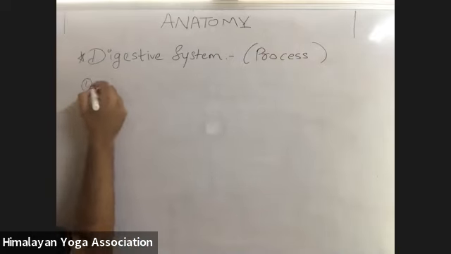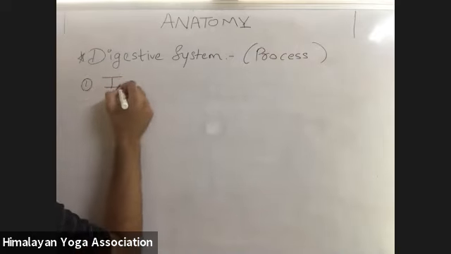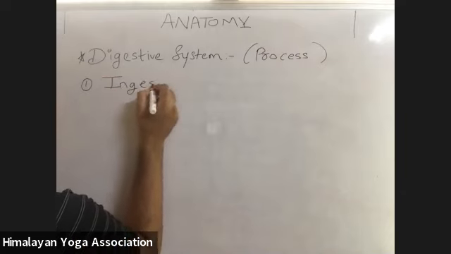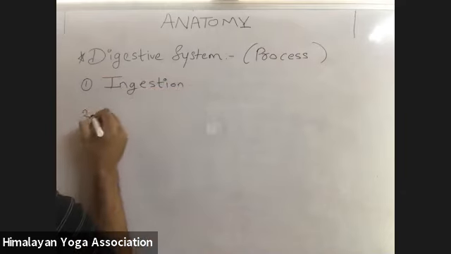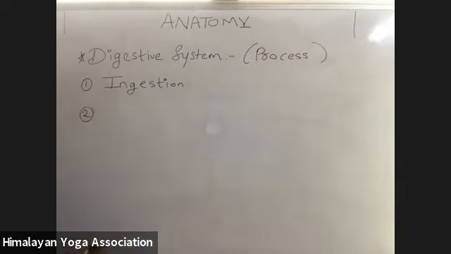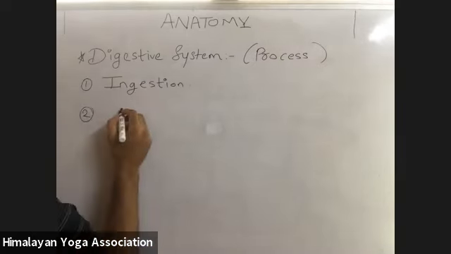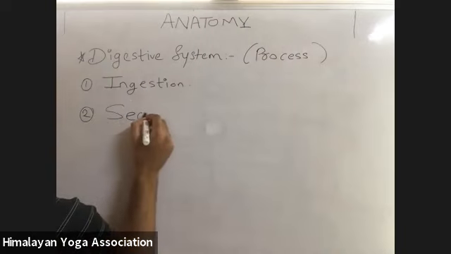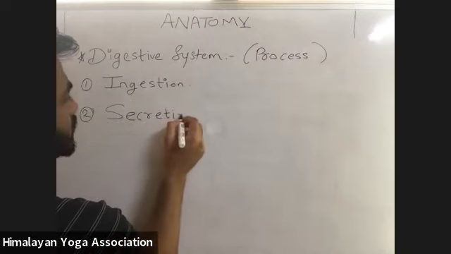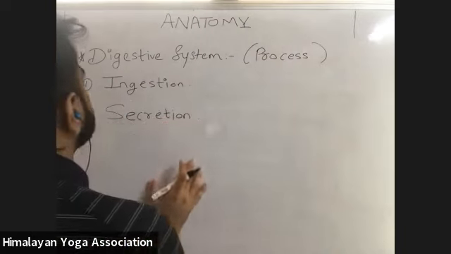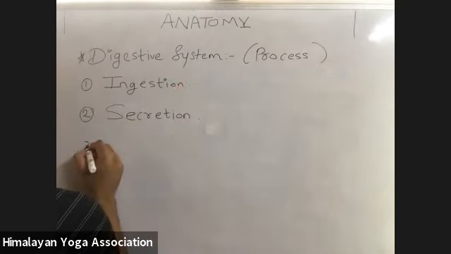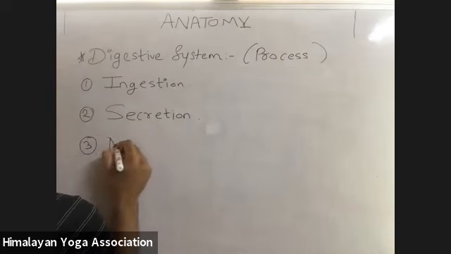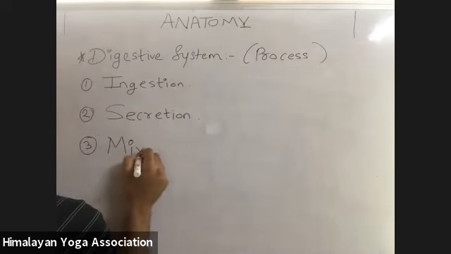So, the first process of the digestive system is known as ingestion. Then the second process of the system is known as secretion. I will tell you what these ingestion and secretion are. So we will just write this down, how it will work. The third one is what? The mixing and movement.